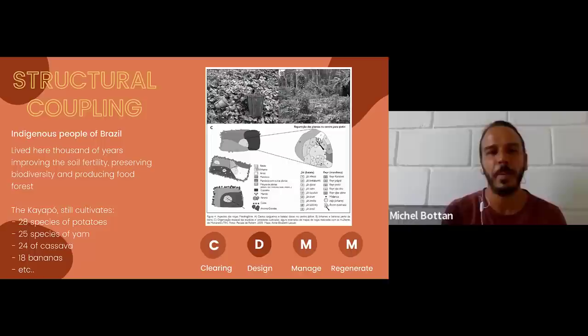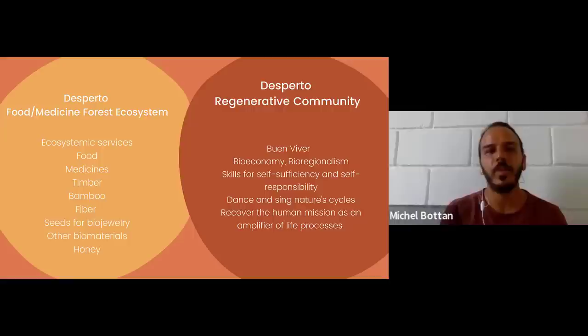So in a similar way, we are doing the same. We are creating our food and medicine forest system. So we have the ecosystemic services: food, medicines, timber, bamboo, fiber, seeds for biojewelry. And with the community, we are gonna create the Buen Vivir from the Andes people. They had this way of living, a culture in which they respect all the community, all the living community, not just humans, but also all living beings, all the resources, the rocks, the mountains.